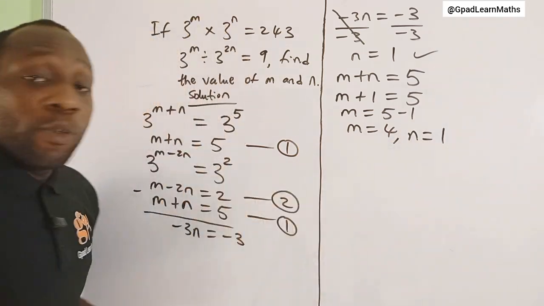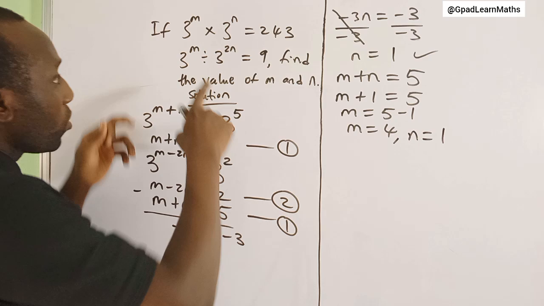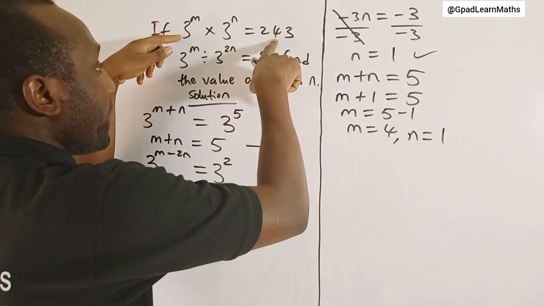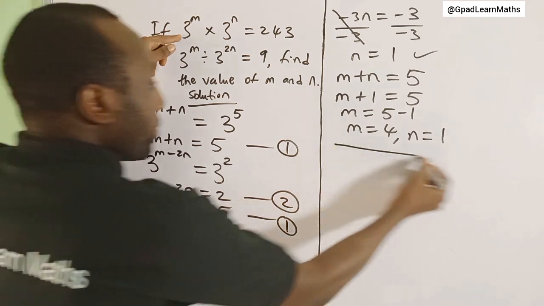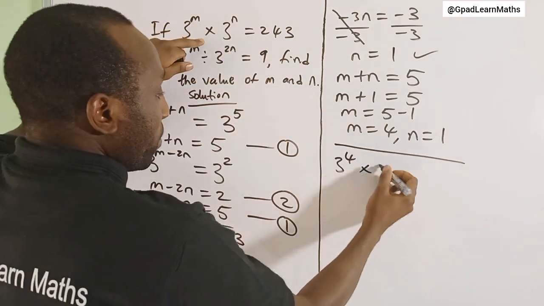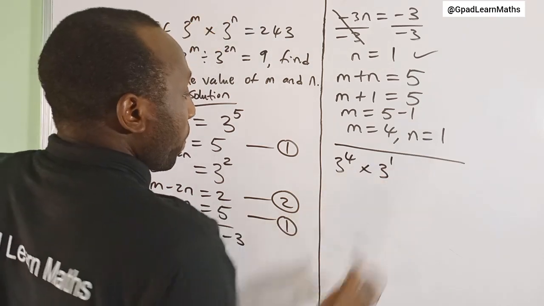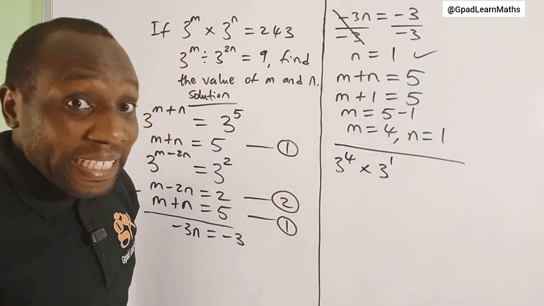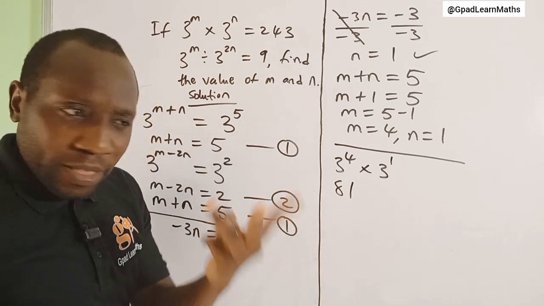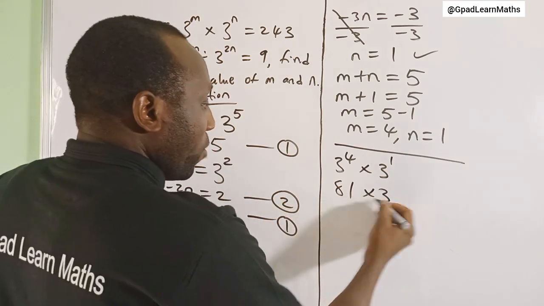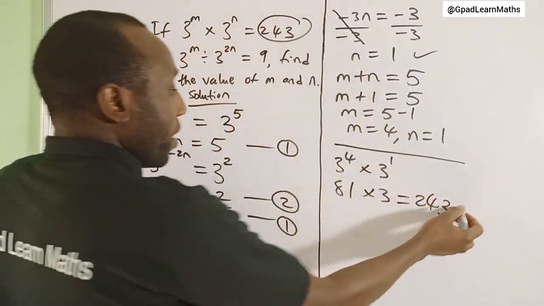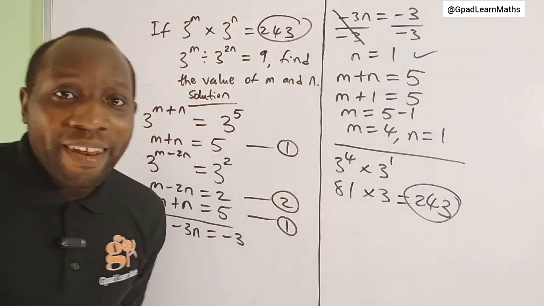If you want to test whether your answer is right or wrong, you can plug it into this equation and see if it gives you 243. Let's quickly try that out. We know m is 4, so 3 raised to the power of 4 times 3 raised to the power of 1. What is 3 raised to the power of 4? That's 81, since 3 times 3 times 3 times 3 is 81. So times 3, if you multiply this, you'll get 243, which is the same as what we have here. So we are right, and this is your final result.